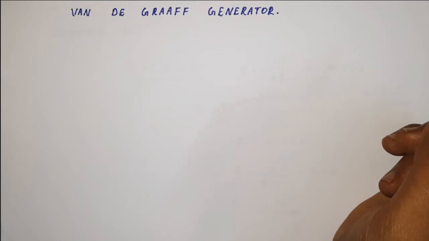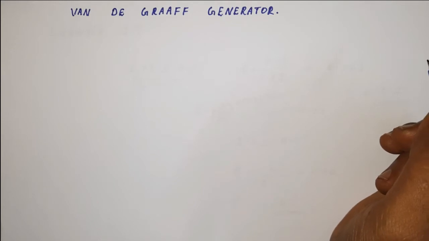So let's start with today's topic. Today we are discussing a particle accelerator, the Van de Graaff generator. This is the last topic of the chapter, but the theory is in match with what we already discussed. So that's why I changed that order.